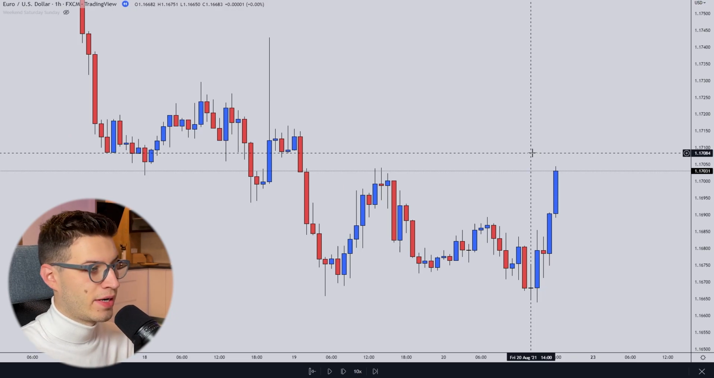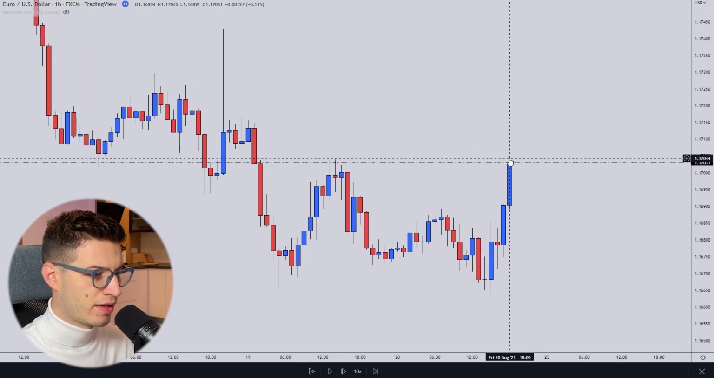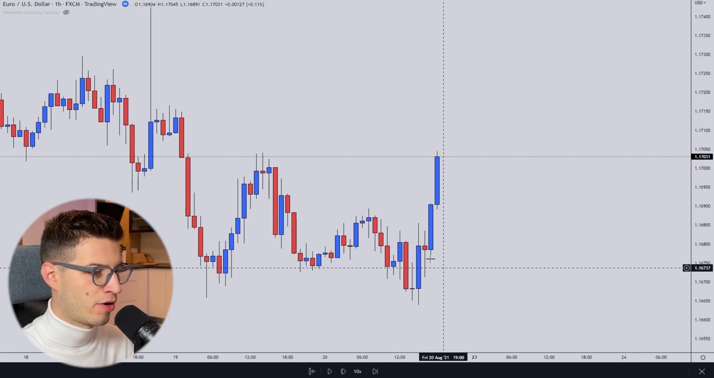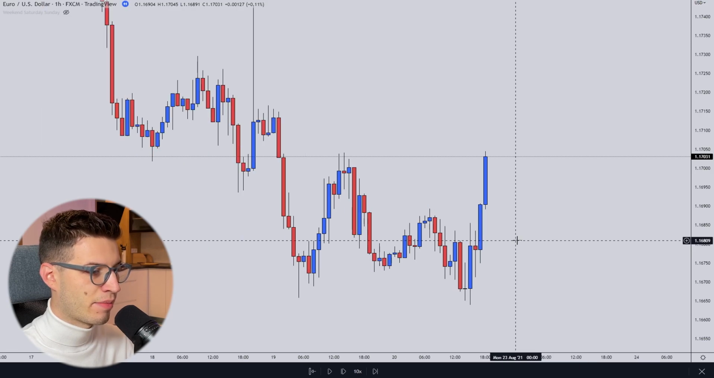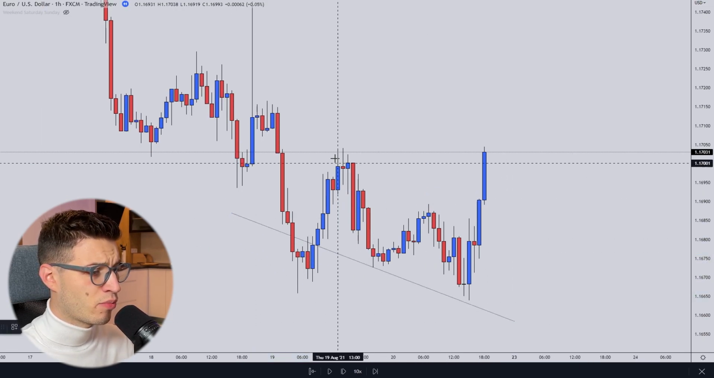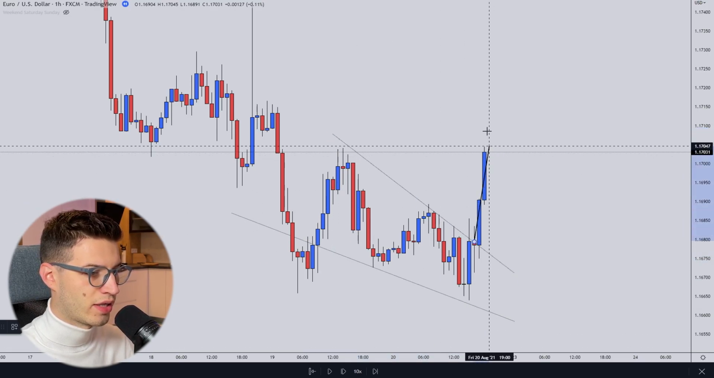Okay, so here we have another example on the euro and the US dollar. This is the 20th of August 2021. What we have here is a large impulse to the upside and it's coming from a descending structure, which makes the trade even higher probability. So when price is coming from a descending structure, we expect it to start trending to the upside.